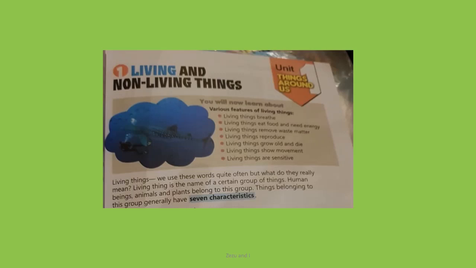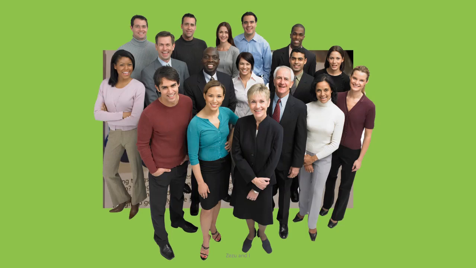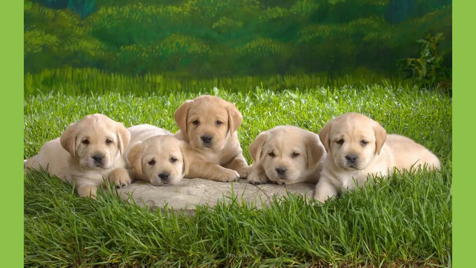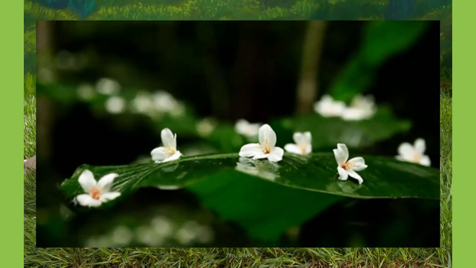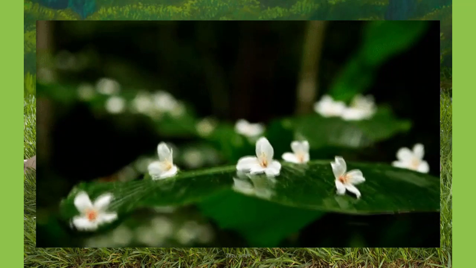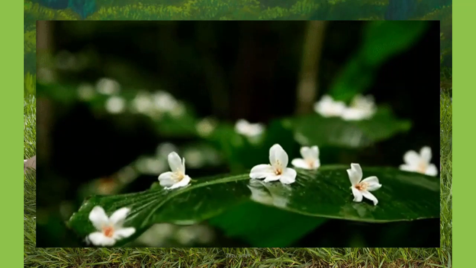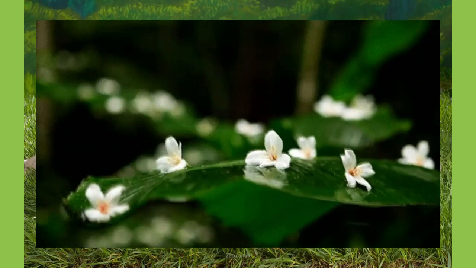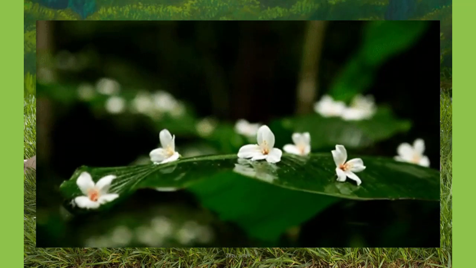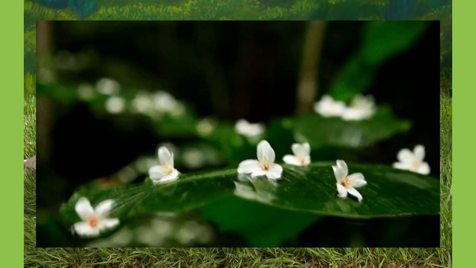We use these words quite often, but what do they really mean? Living thing is the name of a certain group of things. Human beings, animals, and plants belong to this group. Things belonging to this group generally have 7 characteristics.